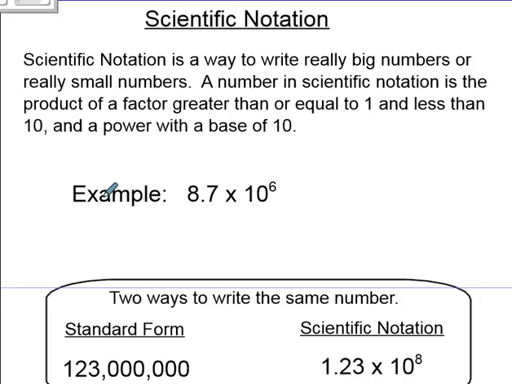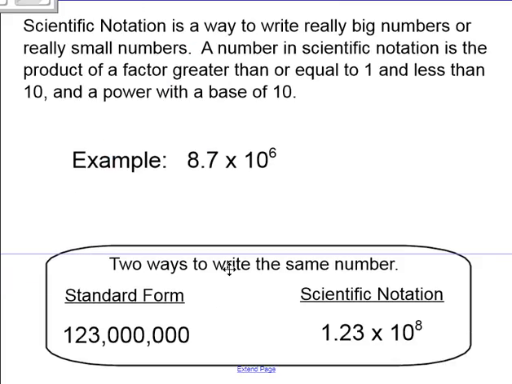For example, down here, we have two ways to write the same number. So here's a number in standard form. It's really big and has a lot of zeros in it. And over here is the exact same number written in scientific notation. So we can see that it's much more manageable and easy to understand.